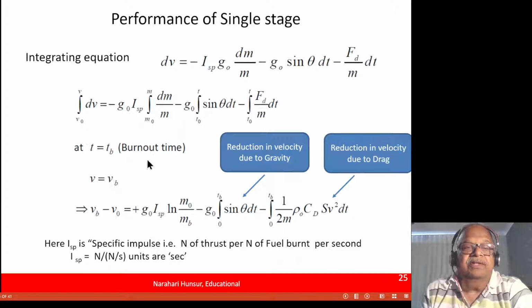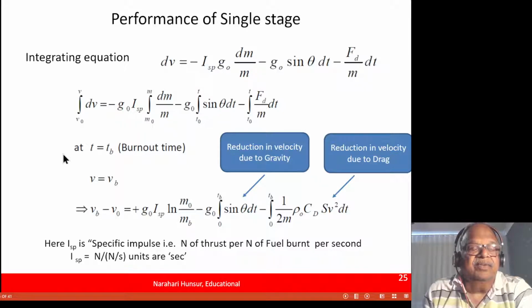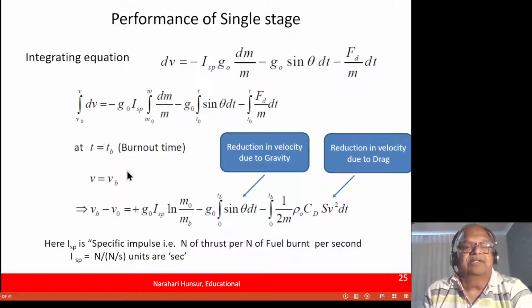Now, if you want to integrate to a time t, what time? I would say that when my propellant is completely burnt, I'll call that tB, it's called the burnout time. I want to integrate from time 0 to burnout time. So if I'm going to burn out the propellant, I want to see what's the maximum velocity I've got. So that means this integral will be VB minus V naught is equal to, I have interchanged the limits here, it becomes g naught Isp into ln m naught by mb.